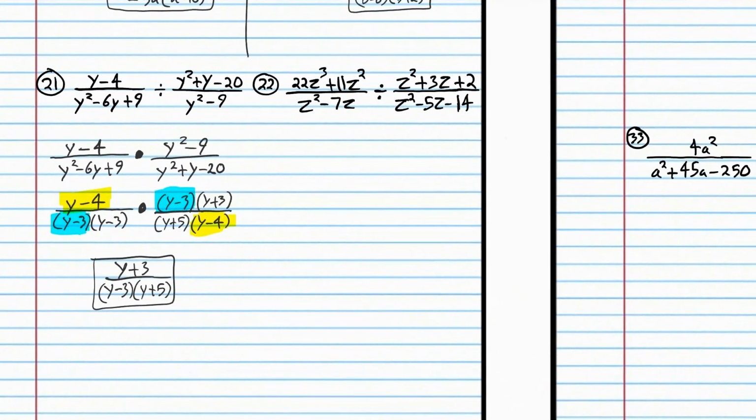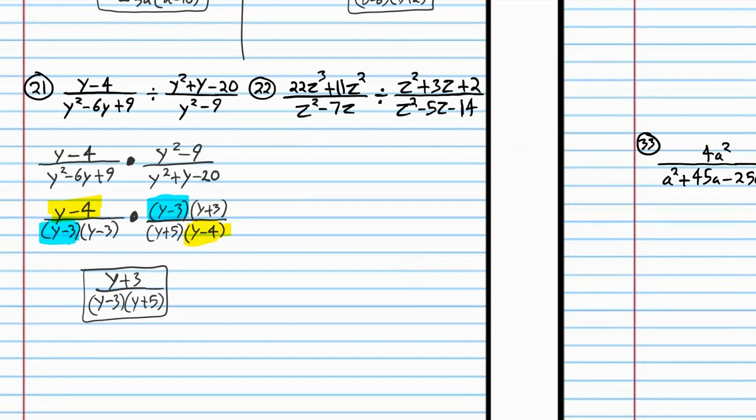So why don't you try number 22? Again, it's the same problem that we've been doing. The only difference is, on the first step, you have to change the operation to multiplication, and then flip the divisor. So go ahead and try 22, and when you come back, we'll do it together. All right, we're back.